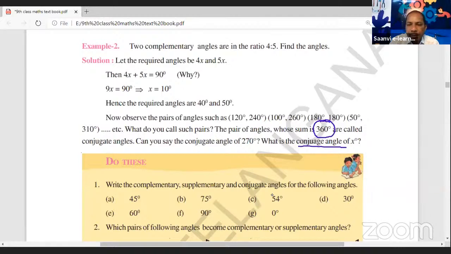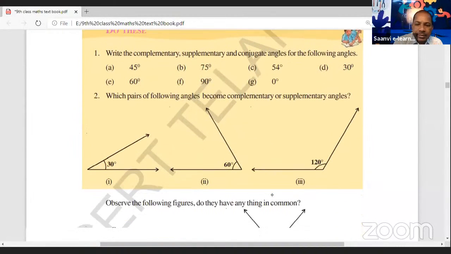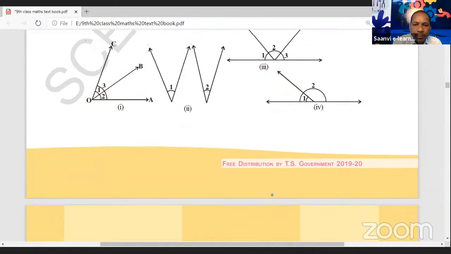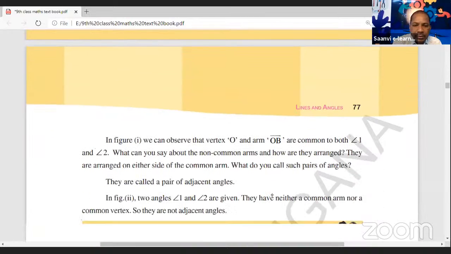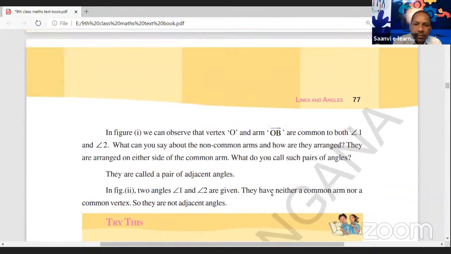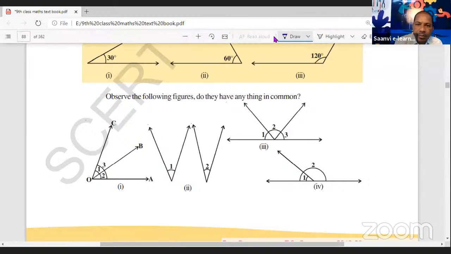Complementary angles means the sum of the two angles is equal to 90 degrees. Supplementary angles means the sum of the two angles is equal to 180 degrees. And conjugate angle means the sum of the angles is equal to 360 degrees. Okay, children. Now, the next one is adjacent angles. What are adjacent angles?